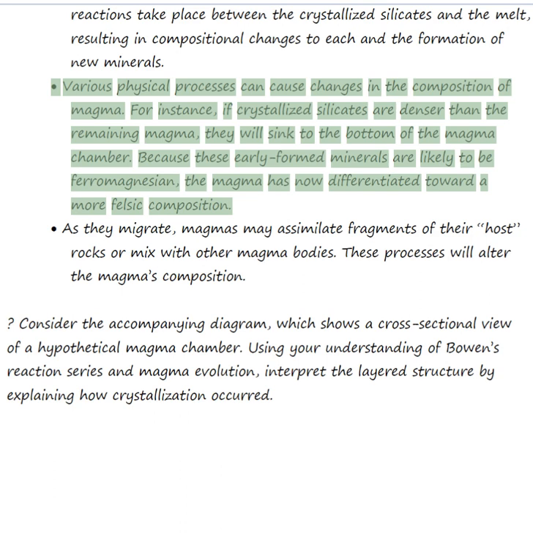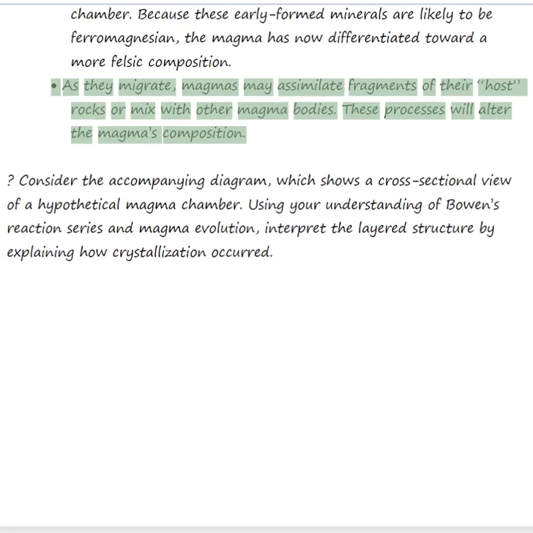Various physical processes can cause changes in the composition of magma. For instance, if crystallized silicates are denser than the remaining magma, they will sink to the bottom of the magma chamber. Because these early formed minerals are likely to be ferromagnesian, the magma has now differentiated toward a more felsic composition. As they migrate, magmas may assimilate fragments of their host rocks or mix with other magma bodies. These processes will alter the magma's composition.